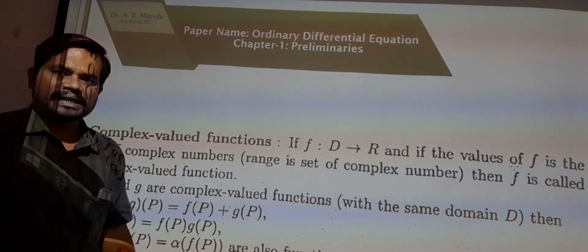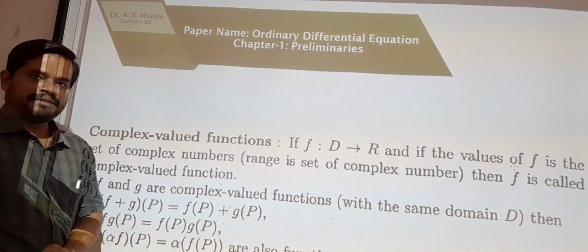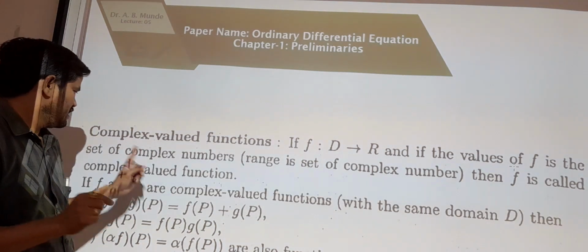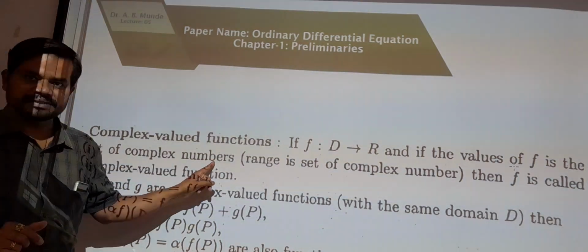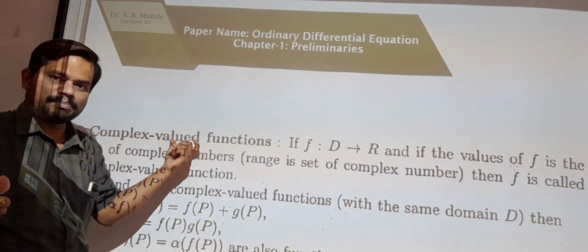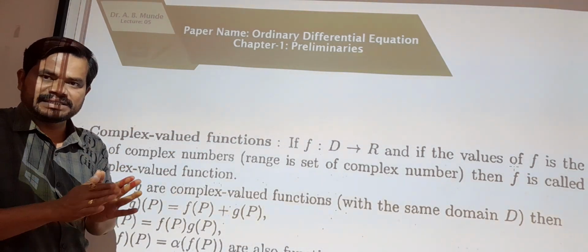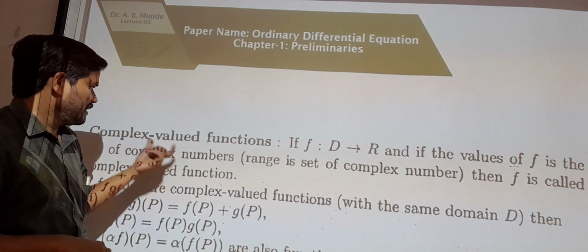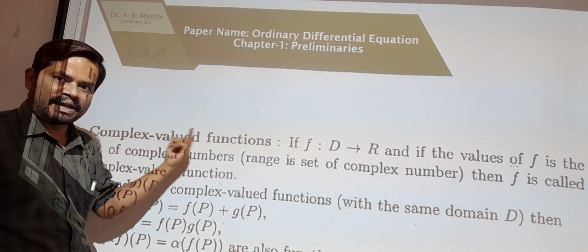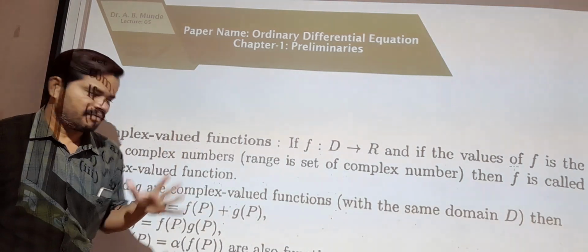Now see the next definition. It is a complex valued function. If f is a function from D to R and the values of f are complex numbers, then the difference from the previous definition is that the previous one is a function and this is a complex valued function. It means the values are complex numbers, and that is why that function is called a complex valued function. So the function f is called a complex valued function.